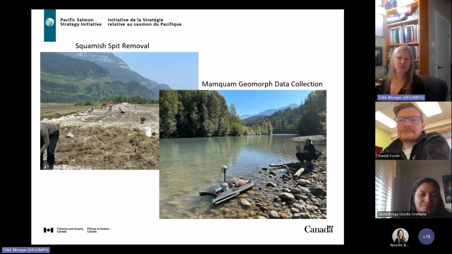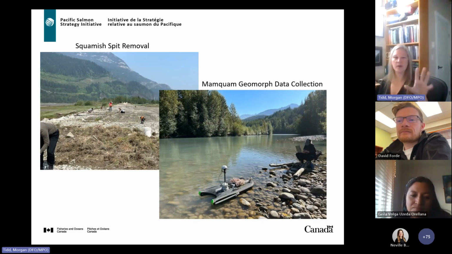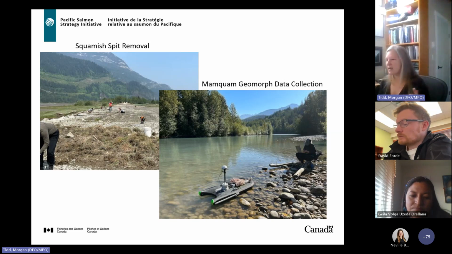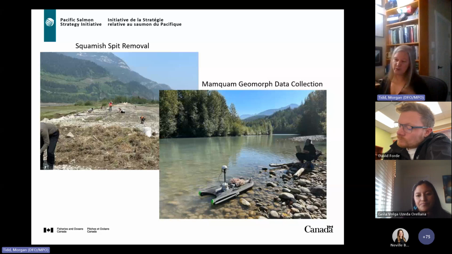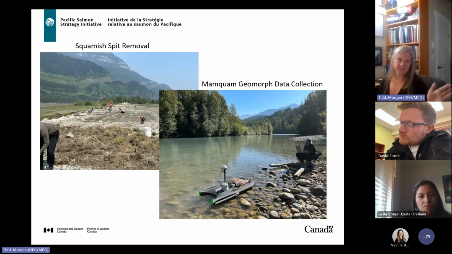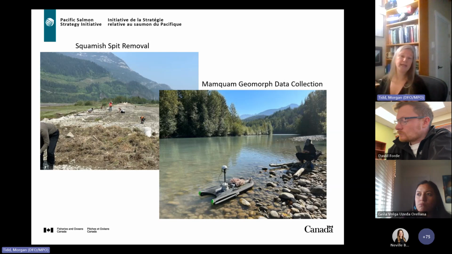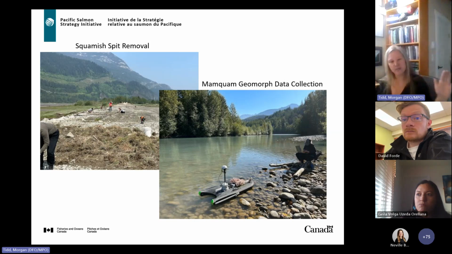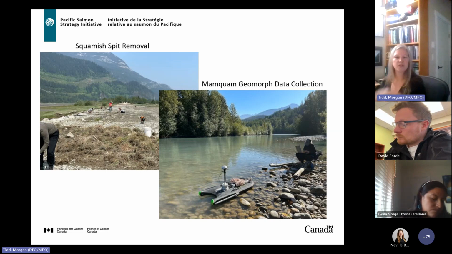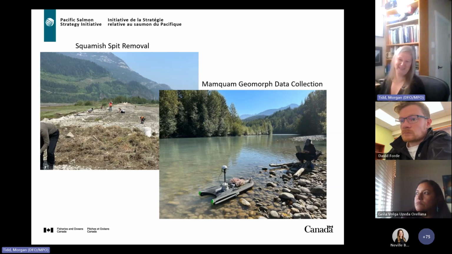So some of the work that we're doing at the moment, just to highlight a couple of quick key projects. Anybody in the Lower Fraser mainland area maybe have heard of the Squamish Spit removal. It was 800 meters of a river training structure that was removed to reconnect the Squamish River with the Squamish Estuary. The picture on the left is during a low tide where they're out doing some planting, and the intent and hope is that it will all become marsh habitat. The Mamquam, which is a tributary to the Squamish, doing a geomorph data collection. It's me on the phone, on the computer in the corner.